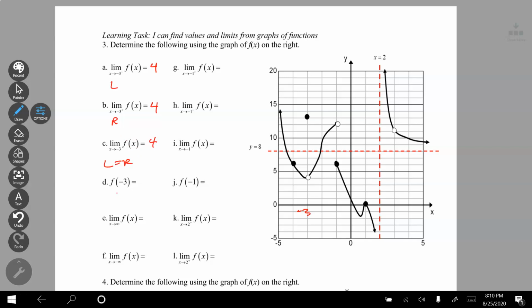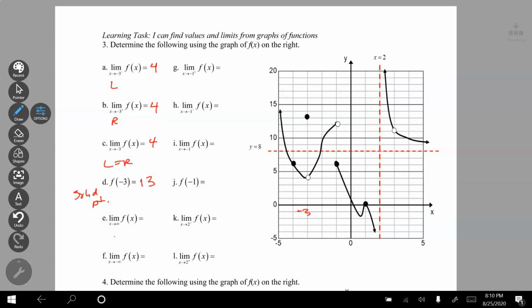But then it asks, what is f of negative 3? And that wants a solid point. There's no solid point right here at 4, but you go way up here, there's one at 13.